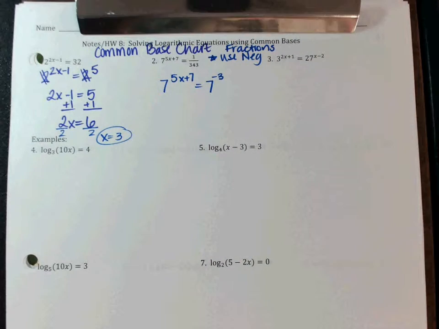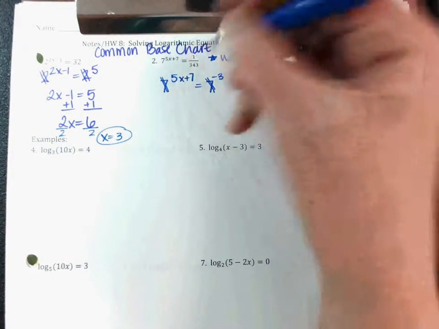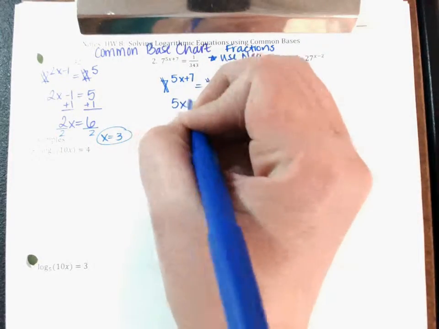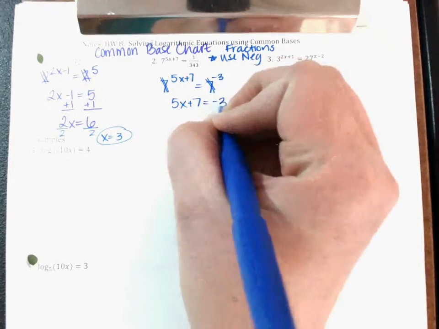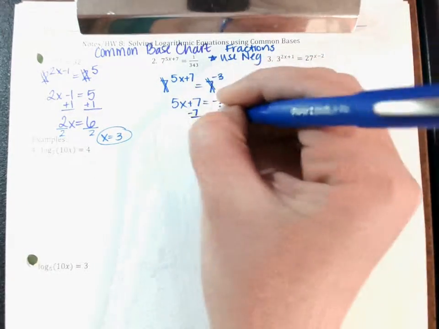Okay? And then from there you would solve. Remember it? Okay, divide by the 7s. Then I would have to do 5x plus 7 is negative 3. Minus that 7 across. Okay, this is literally your homework right now.